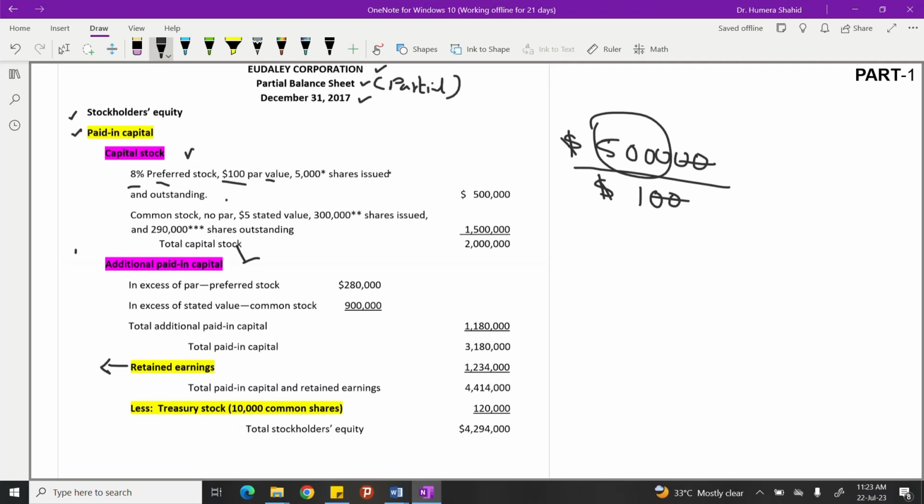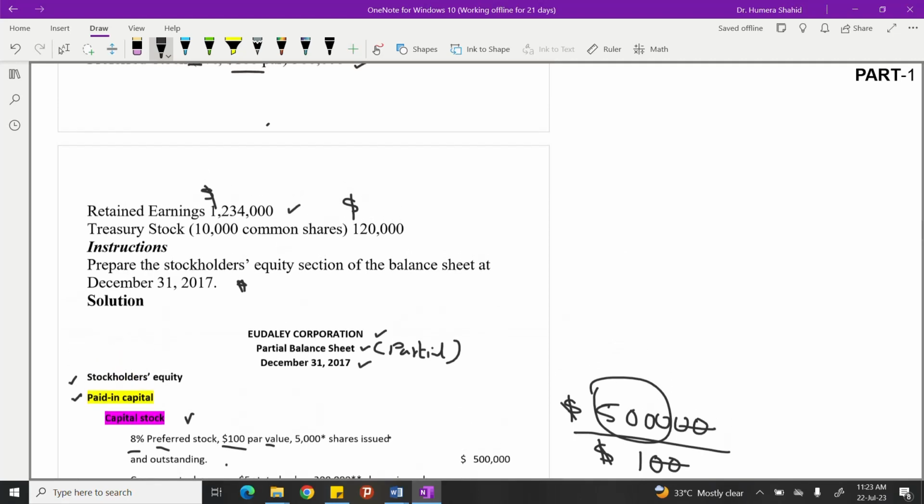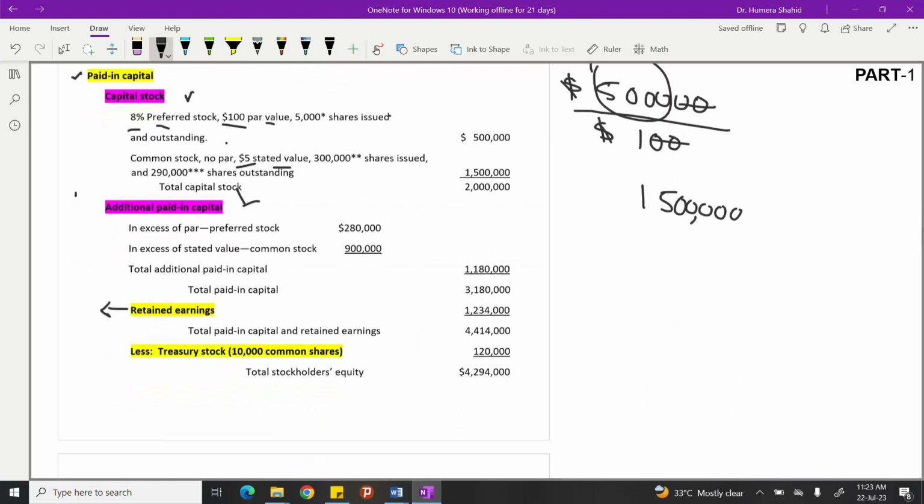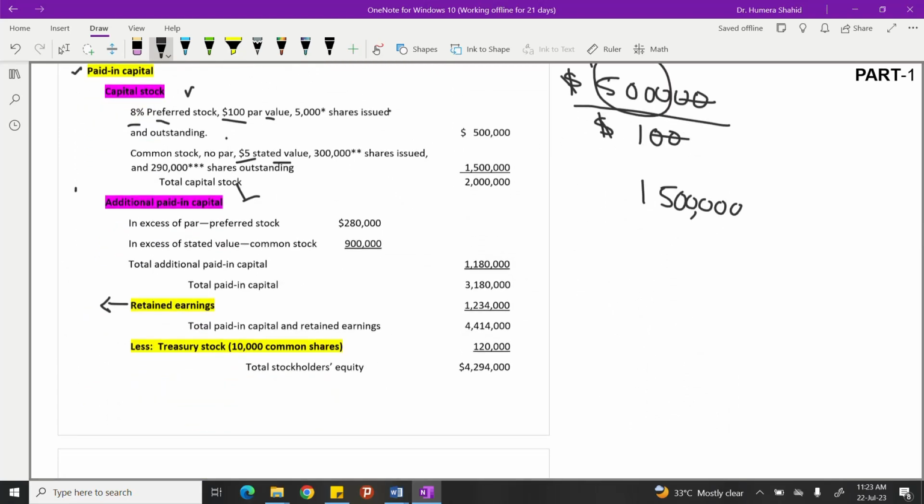Then common stock, there is no par because they have a stated value of $5. Again, for the common stock, we can calculate the number of shares issued and outstanding. Firstly, we will calculate issued, because if you remember when I read the statement, we have treasury shares. It means that issued shares will be different from outstanding shares. But let's first calculate the issued stock. The common stock issued full amount is 1,500,000, but the stated value is 5. So 300,000 shares are issued.